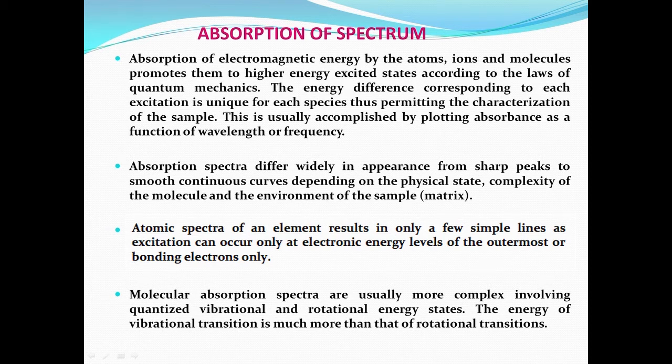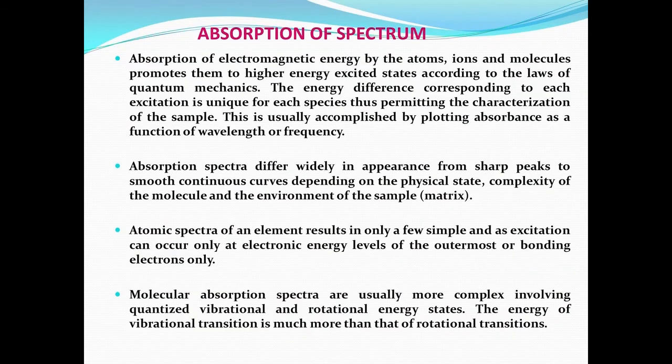So, the atomic spectrum of an element results in only a few simple peaks, and excitation can occur only at electronic energy levels of the outermost or bonding electrons. You see, it does not happen for the innermost electrons. Why? Because the innermost electrons are always satisfied with respect to quantum mechanical changes. Only the outermost electrons undergo excitation, emission, absorption and all those things. So, the bonding electrons are the outermost electrons only.